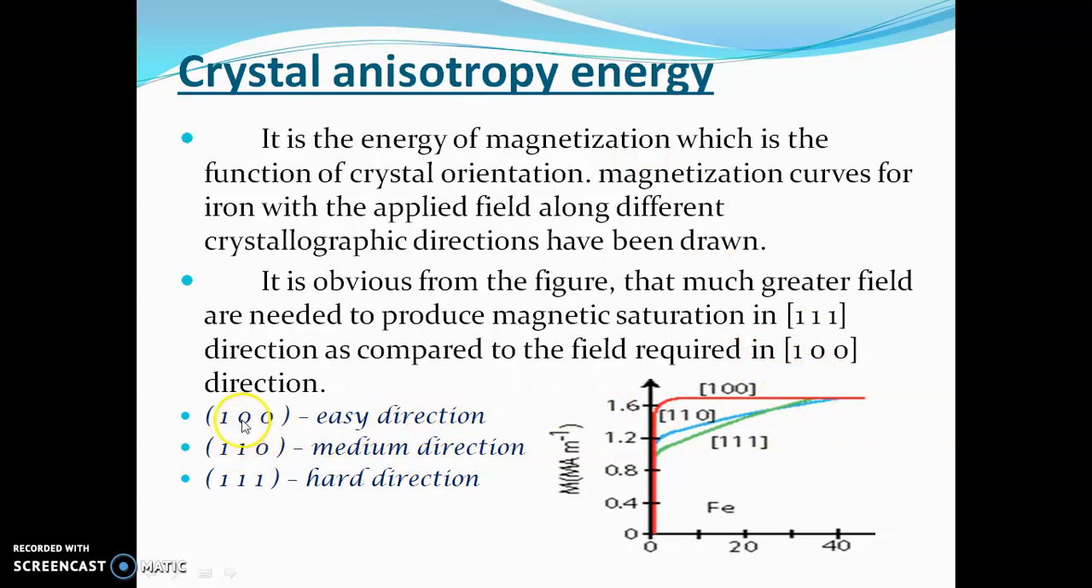Consider a crystal. One crystal having 100 alignment, another crystal having 110 alignment, a third crystal having 111 alignment. The energy required to magnetize the 100 crystal is very low compared to 110 and 111. The energy required to magnetize the 111 crystal is very high compared to these two. So it is the energy of magnetization, which is a function of crystal orientation. This is crystal anisotropic energy. This figure clearly shows the various crystal orientations of the iron structure.